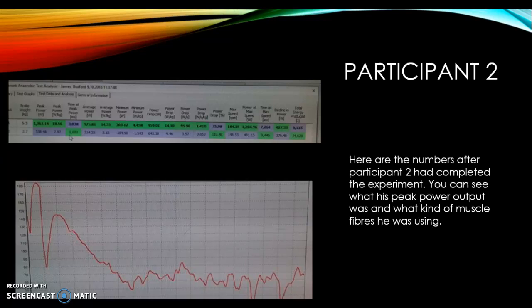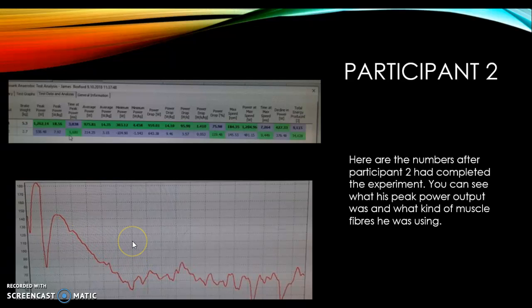Here is a comparison with participant 2. This is participant 2, sorry. So this is after exactly the same test. Coincidentally, both people were the same weight, so that worked. And here you can see where participant 2 peaked. And then throughout here you can see where participant 2 decreased.